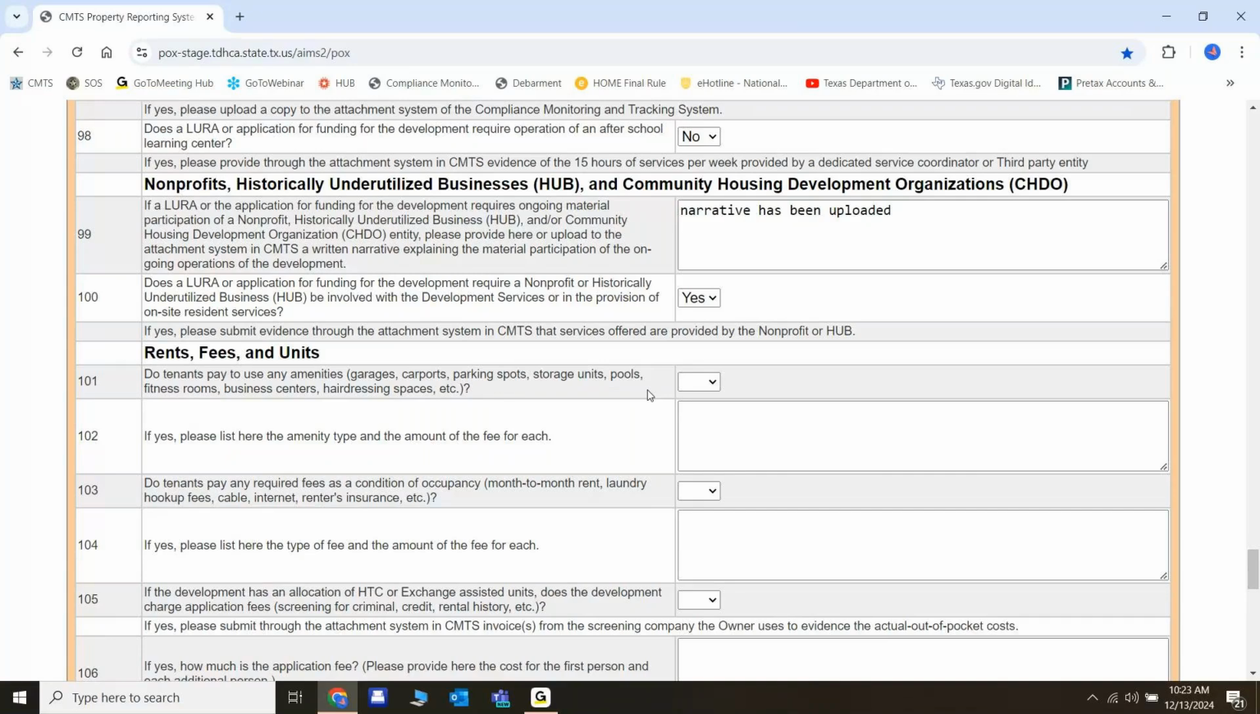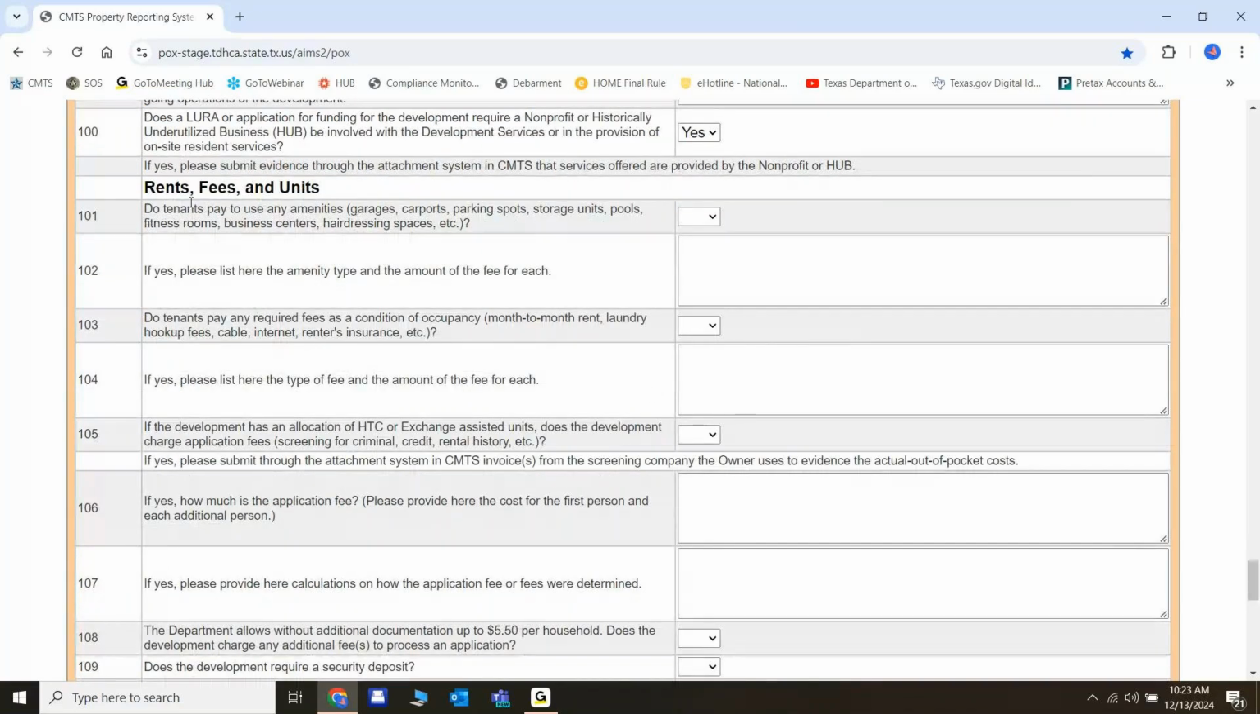Perfect. So here we're just asking you some questions about rent, fees, and units. So do the tenants pay for any amenities such as garages, carports, parking spots, storage units, your pool, your fitness center, your business center, hairdressing spaces, any of them? If it is yes, tell us what they pay for. Carports and storage. Okay. If it's no, you're going to say, nope, they don't pay for any of that stuff and leave it blank.